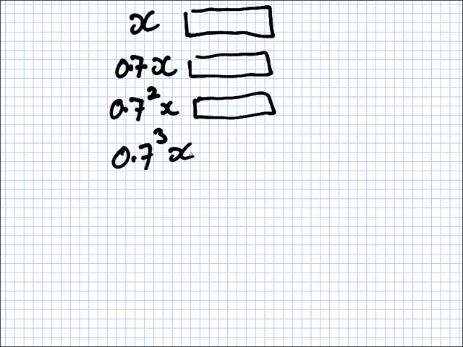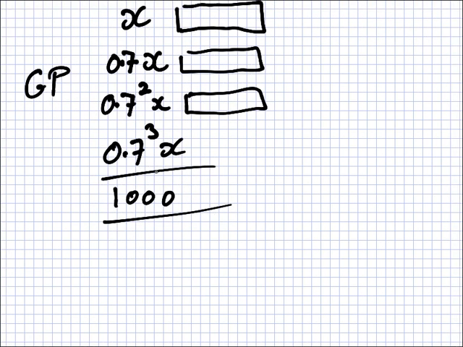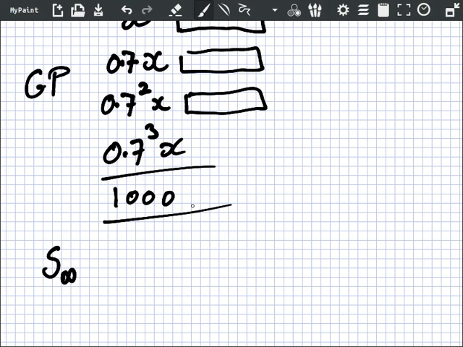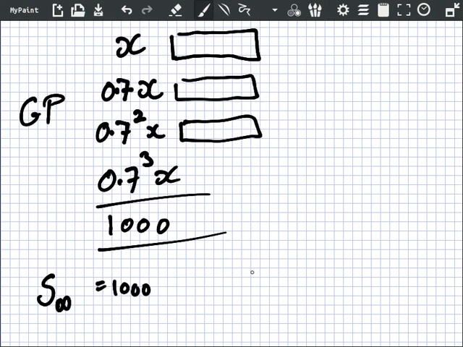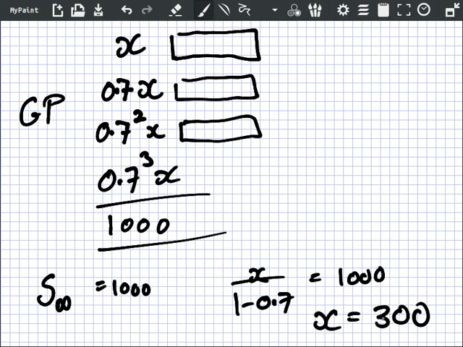It's a GP. And if I add up all these, I'm told the total is 1,000 clicks. Now, what formula do I need here? Well, I could use S infinity, although technically it's not S infinity, but we can think of it as being an infinite number of results, practically. And that should equal 1,000. So you have a, which is X, over 1 minus r. What's r here? 0.7. That's equal to 1,000. So that means X will equal 300 when you solve that.